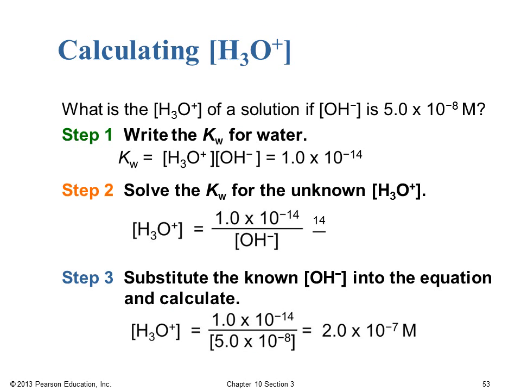So if we're trying to calculate the concentration of H3O+ in a solution that has an OH- concentration of 5 times 10 to the minus 8, we showed before that Kw is equal to H3O+ times OH-. And that's always equal to 1 times 10 to the minus 14. So we can rearrange that equation to solve for the H3O+ concentration. What we would do is divide both sides by OH-. And we know that the OH- is 5 times 10 to the minus 8. So we can plug that into our equation, and we get a concentration for H3O+ of 2 times 10 to the minus 7 molar.